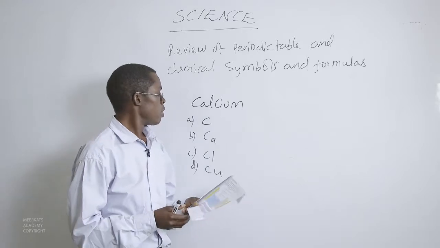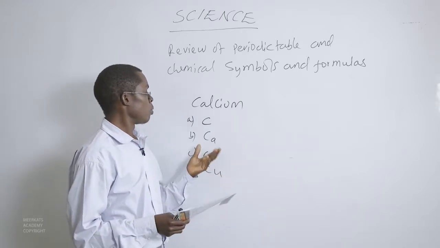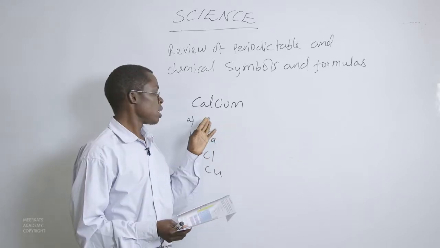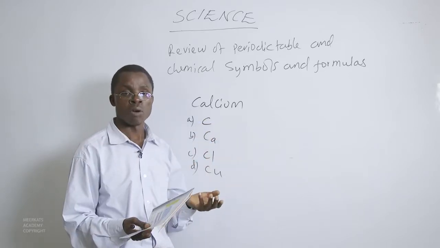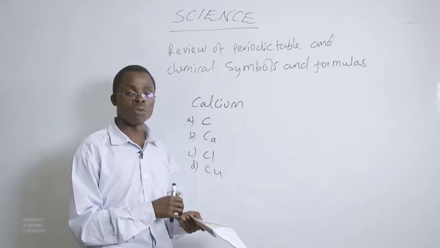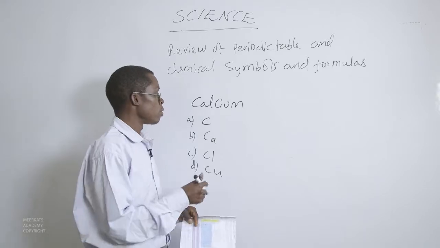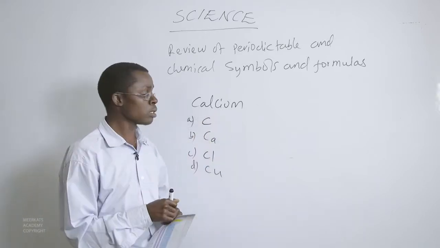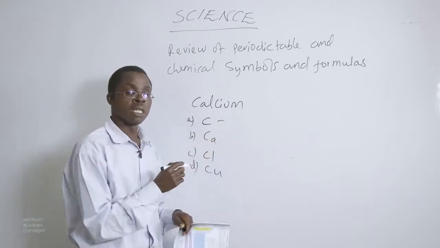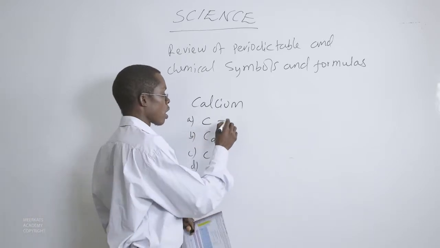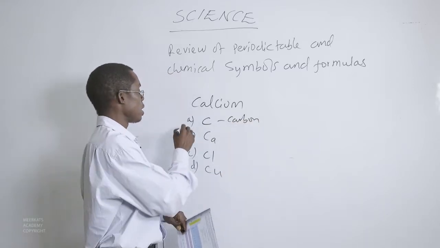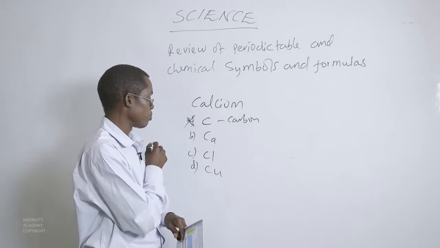Now, for us to get which one is calcium, you also need to know what the others stand for, or symbols for which kind of elements. Starting with A, C. C is the chemical symbol for carbon. So being for carbon, it is automatically not for calcium.